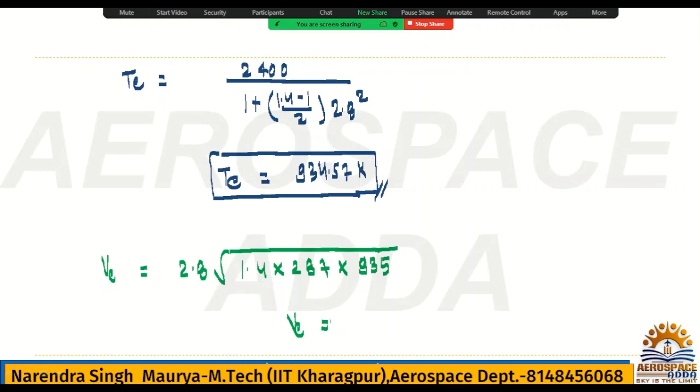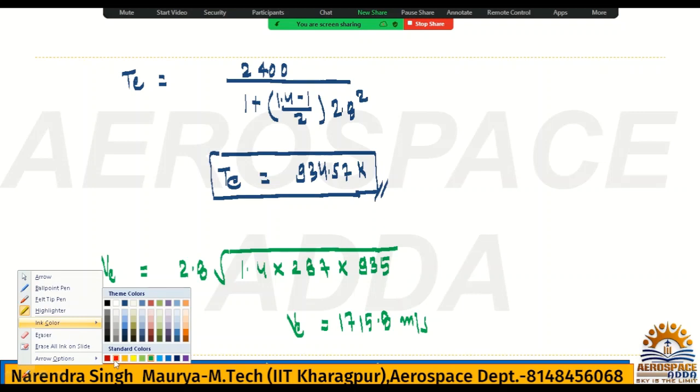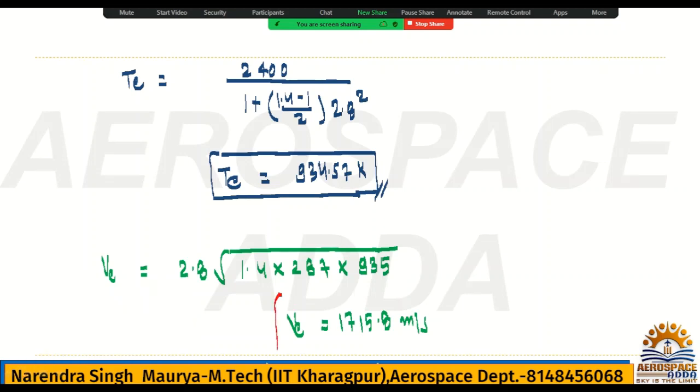Simple formula, within 2 minutes you can solve. Okay, if you go fast, in a single attempt only you can finish this numerical. It's very simple, but it is for 2 marks. So this value is nothing but 1715.8 meter per second. See, this is the speed, exit speed, exit velocity you can say, of the ideal ramjet. So this is your answer.